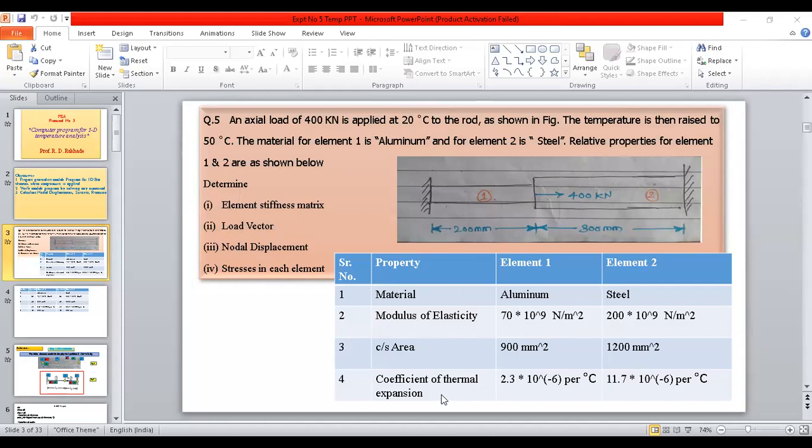Just one additional term: in this problem we consider the effect of temperature on strain and stresses. So in this practical, we simultaneously solve this conventional numerical and also prepare our MATLAB program.